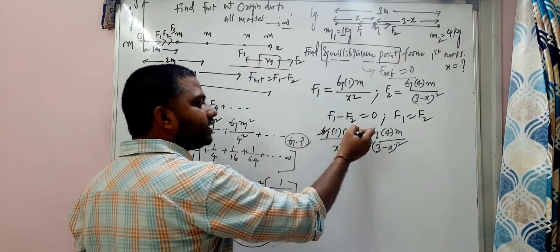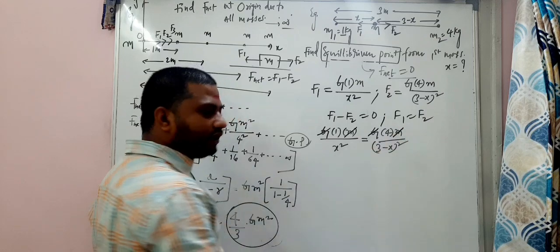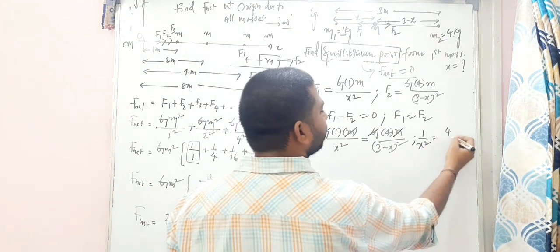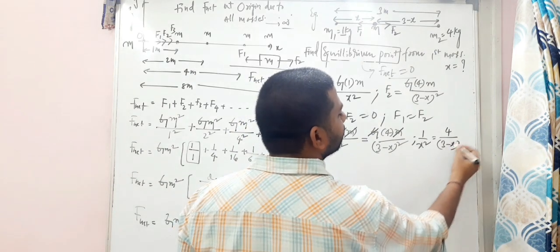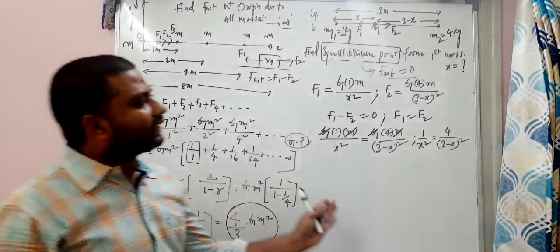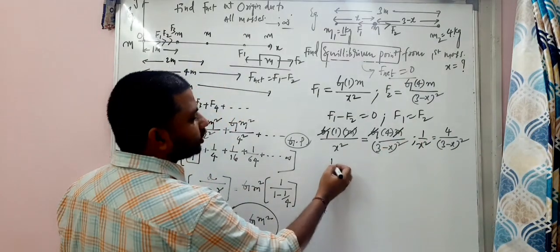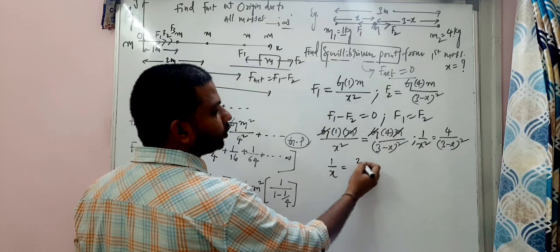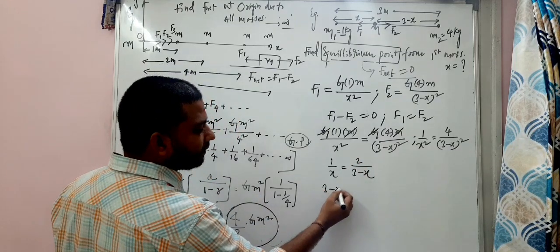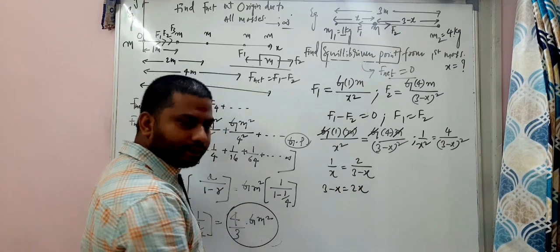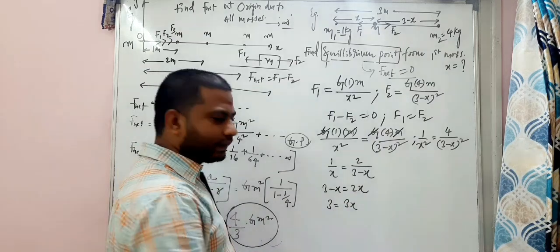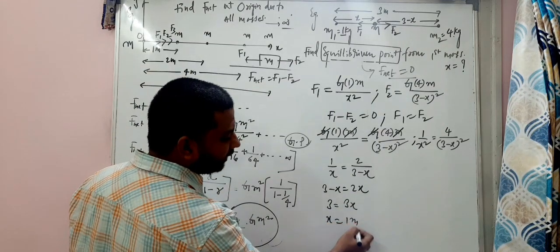Here G and m cancel. And what is left here? 1 by x square is equal to 4 by 3 minus x whole square. We don't want x squares, we need x. So let us apply square root on both sides. So it is 1 by x is equal to 2 by 3 minus x. And from here 3 minus x is equal to 2x. And 3 is equal to 3x. So x is equal to 1 meter, my dear students.